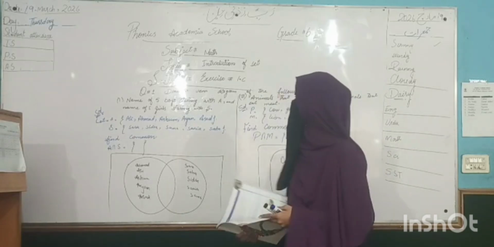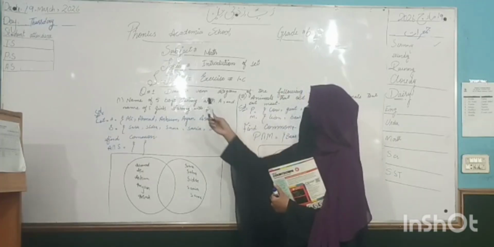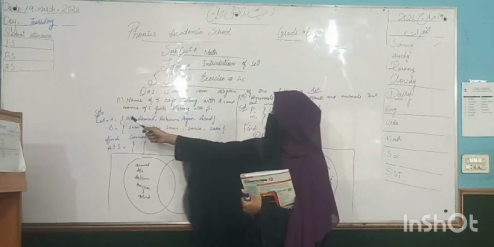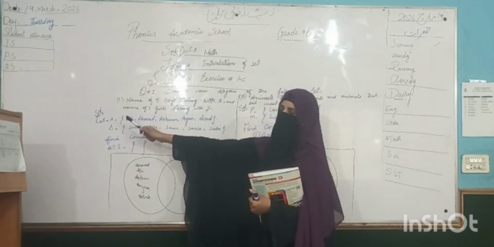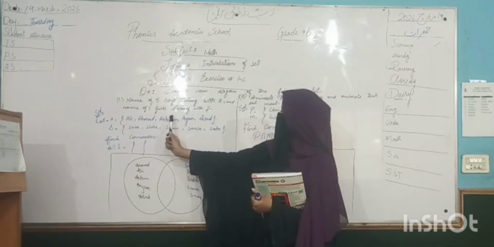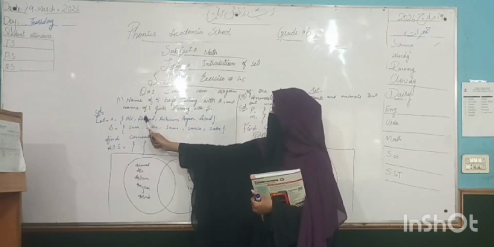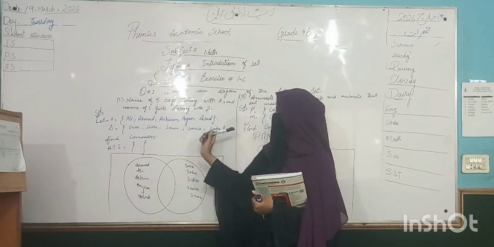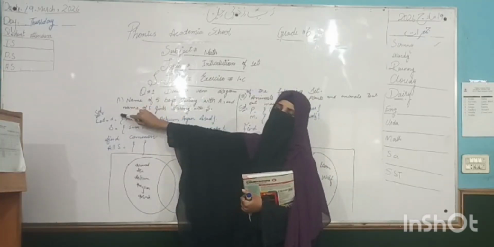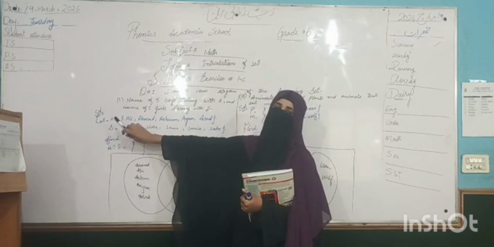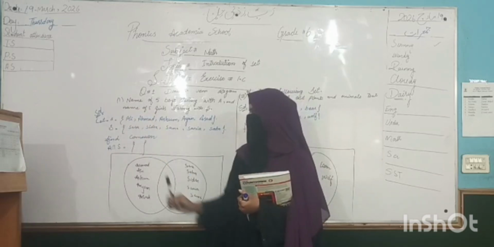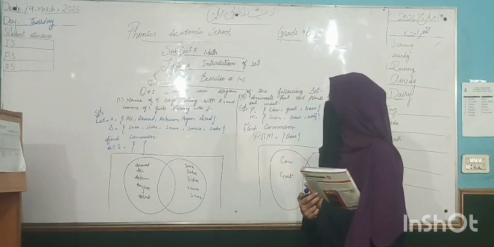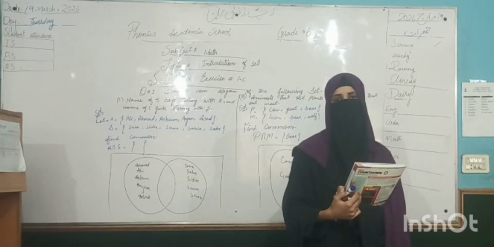In question number 1, they say the names of 5 boys starting from A and the names of 5 girls starting from S. A stands for the 5 boys: Ahmad, Arham, Ayan, Asad, Ali. And S is equal to Sara, Sidra, Sana, Sania, Saba. A is the 5 names of boys starting from A and S is the 5 names of girls starting from S. So we remember that a Venn diagram is made of an intersection. So find the common, it means A intersection S.